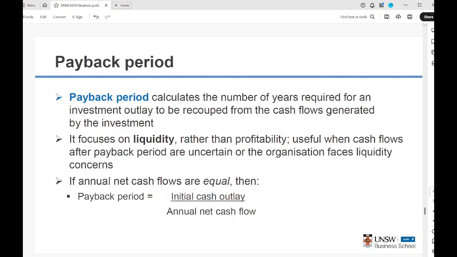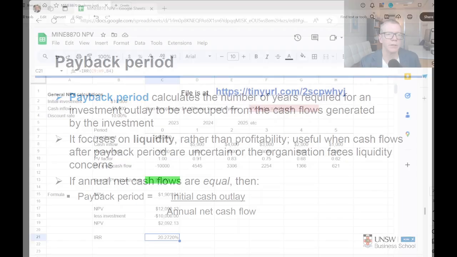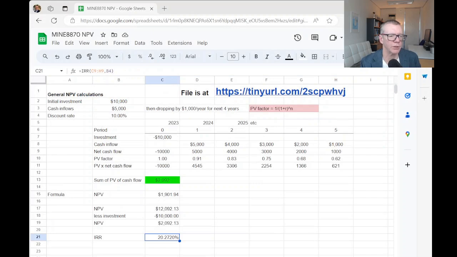The final measure that we can look at is the payback period. And the payback period ignores the time value of money and simply takes into account how long it takes before we get our initial investment back. So it's going to be focusing on how fast the cash flows come back, not the overall value that a project is going to generate. Let's have a look and see how that's going to work.